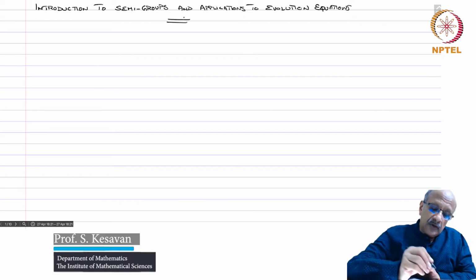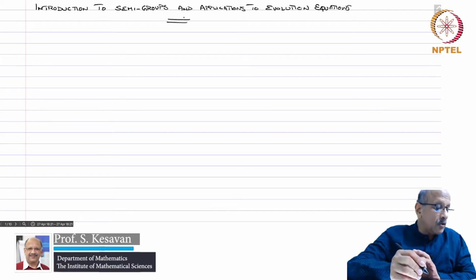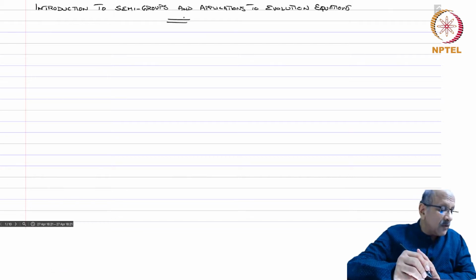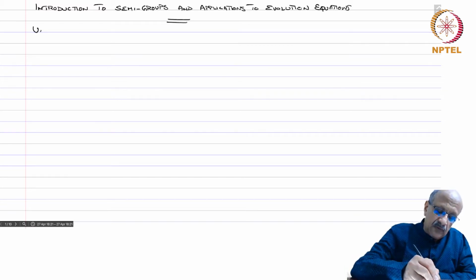So, the theory of semi-groups plays an important role in the study of evolution equations, and this is an abstract framework in which we can study many evolution equations. So, one of the essential ingredients of this theory is the notion of an unbounded linear operator. So, first we will talk about unbounded linear operators.